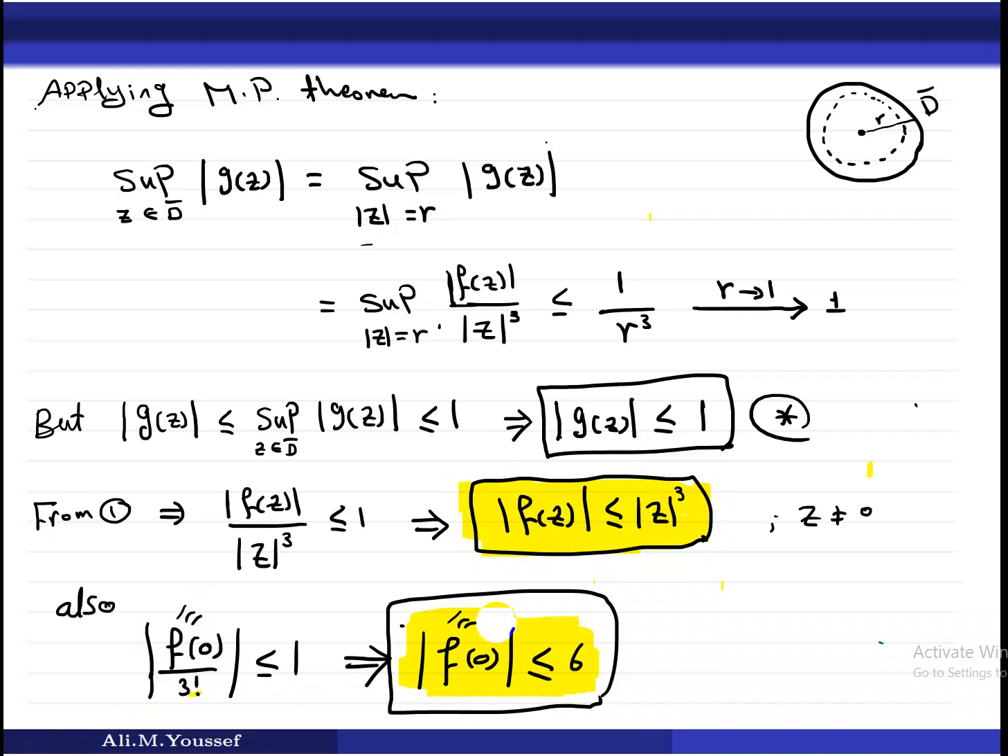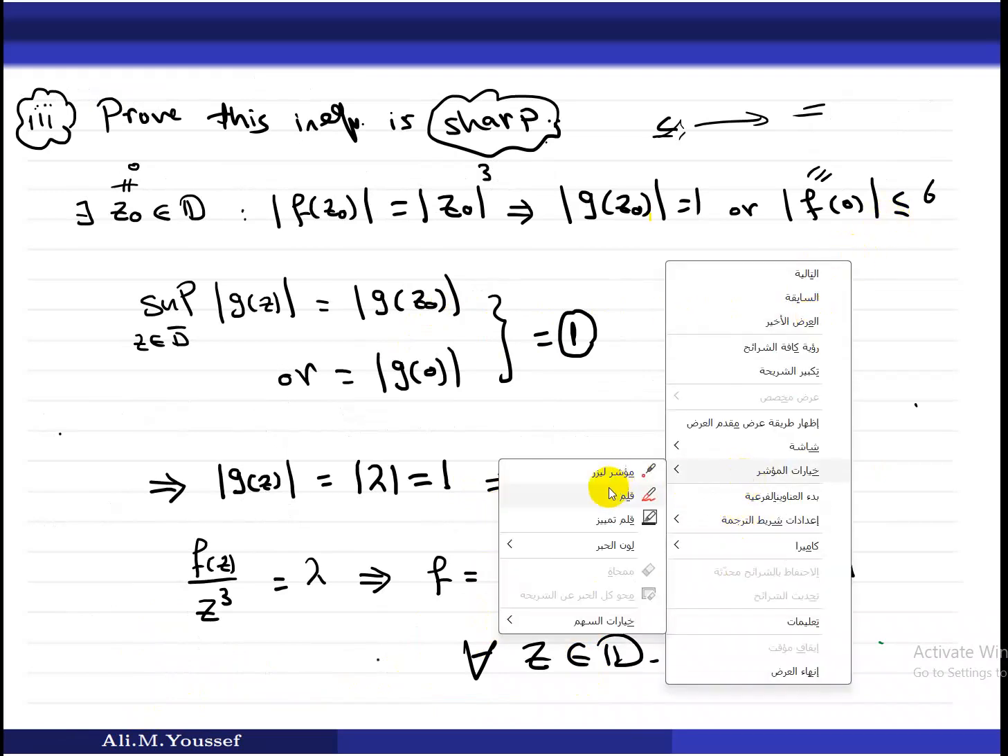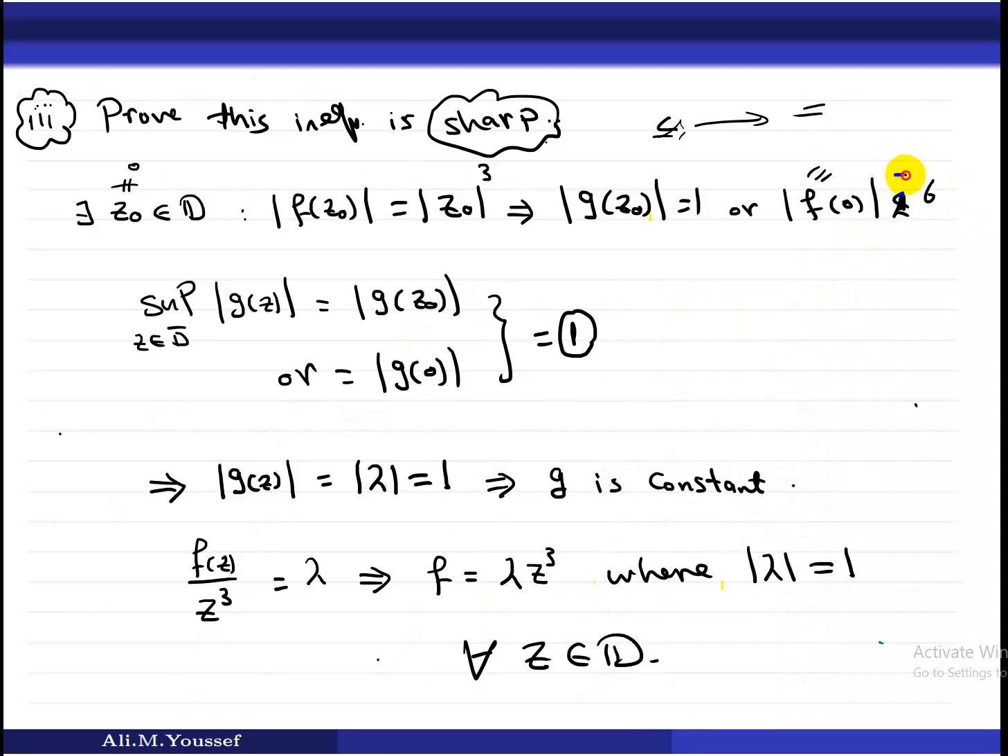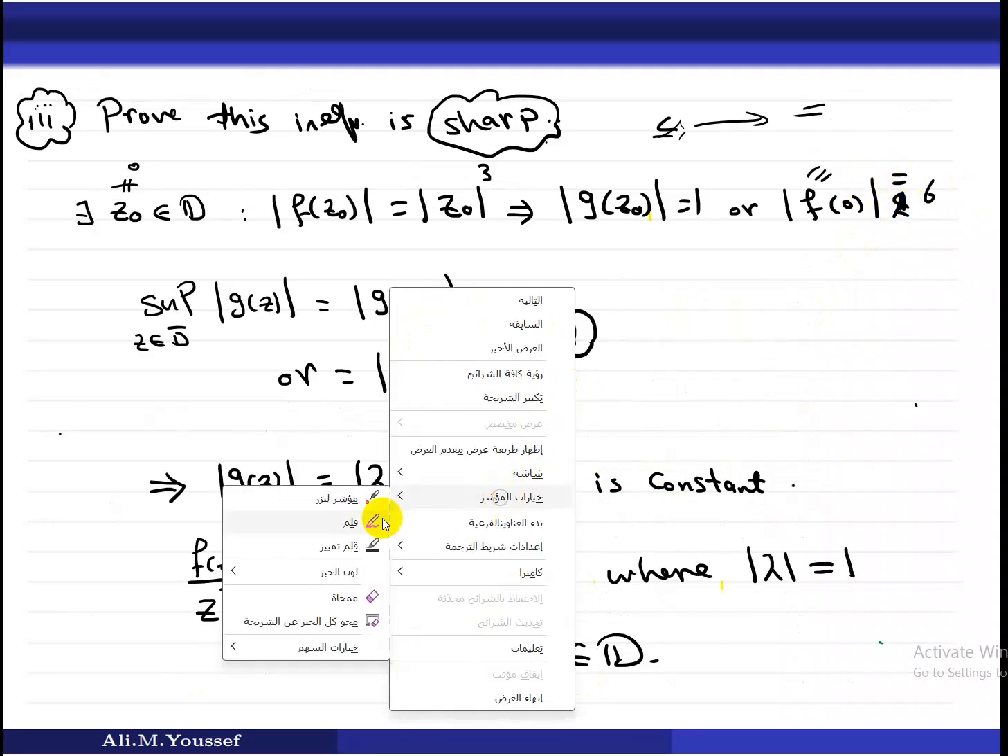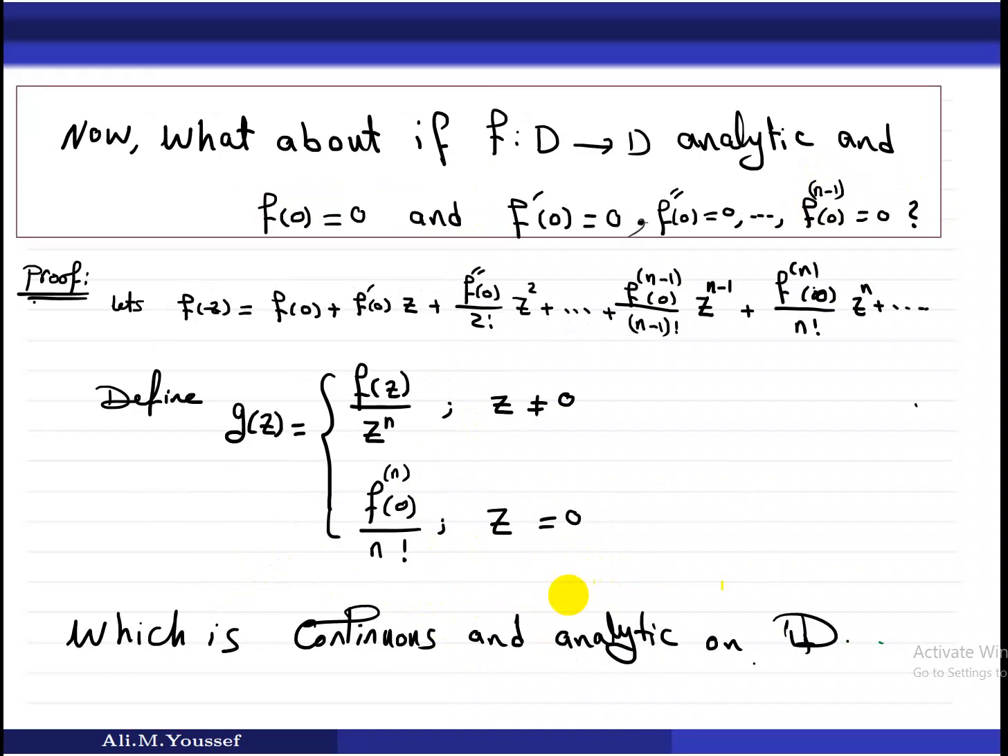So we ask about the equality. To prove the inequality is sharp, it's the same. This is equal, as we said before. So we have f of z naught equal to z naught cubed, and f triple prime equal to 6, or 3 factorial. So we can prove that f is lambda z cubed. It's the same, f is equal to e to the i theta z cubed. It's the same thing.